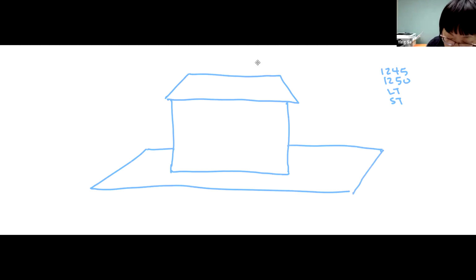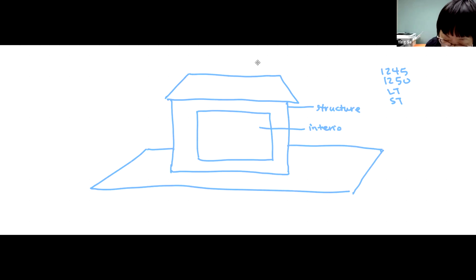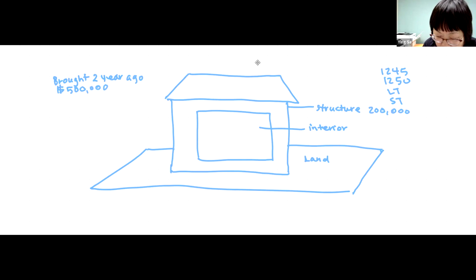This is the structure, and inside of here is the interior. This is the land. All right. Now, I am going to say that I bought this building 2 years ago for $500,000. So the split of my building, out of the 500,000: the structure was 200,000. The land was 100,000. The interior was 200,000. This is how, when I bought the building, it was broken down this way, and this is the value attached to all of these, right?